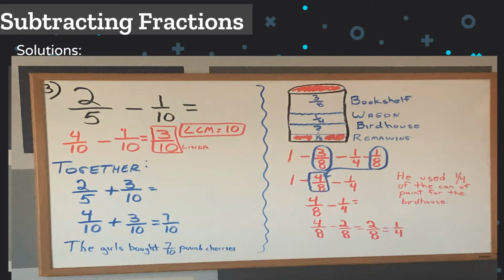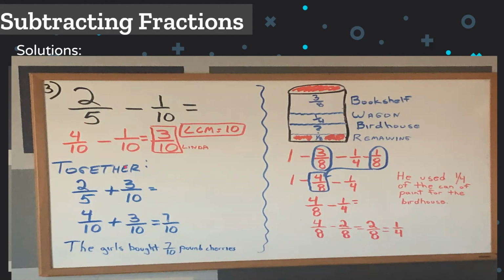But as we look forward, 2/5 is the same as 4/10, and our 1/10 is already there. Our lowest common multiple is 10. So 3/10 is the amount of cherries Linda bought. So now we know how many cherries Linda bought. We already knew how many cherries Tiffany bought.